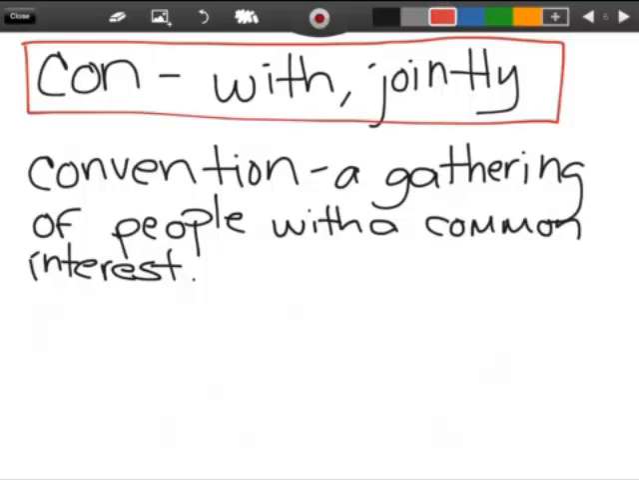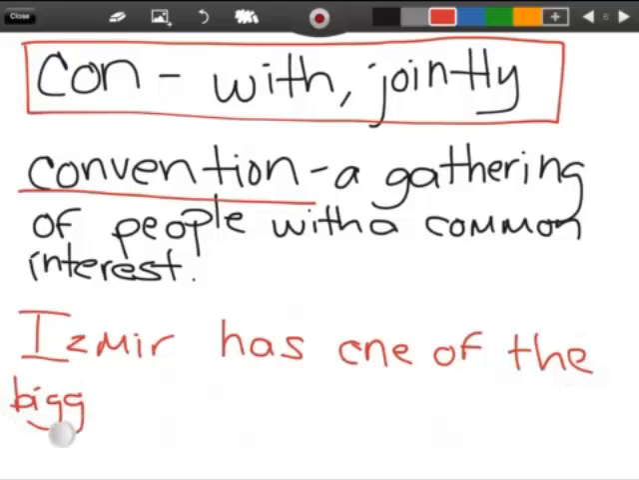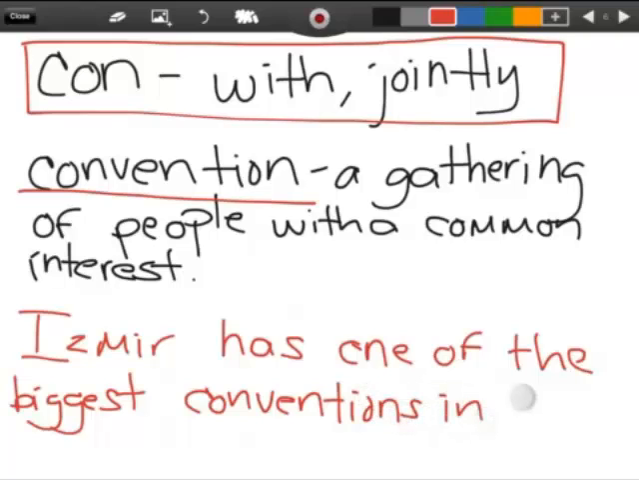And I'm going to use this in the sentence. Let's say, İzmir has one of the biggest conventions in Turkey. I'm going to read that to you one more time. İzmir has one of the biggest conventions in Turkey.